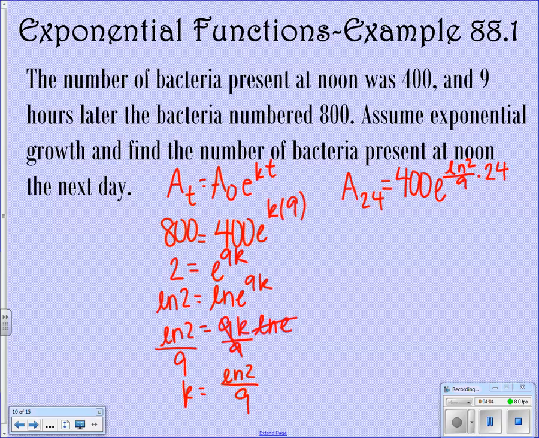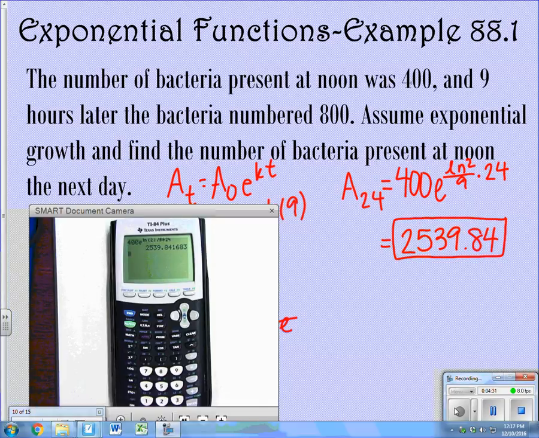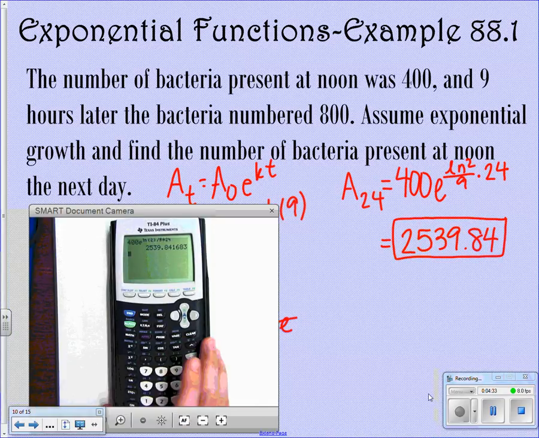Okay? So if you plug that into your calculator, you should get 2,539.84. And so that's the number of bacteria that you would have present at noon the next day.